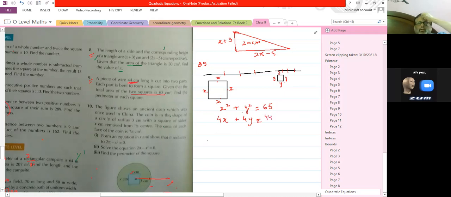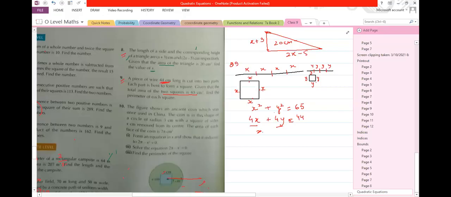Sorry, let me read the whole thing because I just came. A piece of wire 44 centimeters long is cut. So x plus y is equal to 11, because I simplified it. Whenever I can simplify, I will simplify it. So this is one equation with me, and this is the other equation.